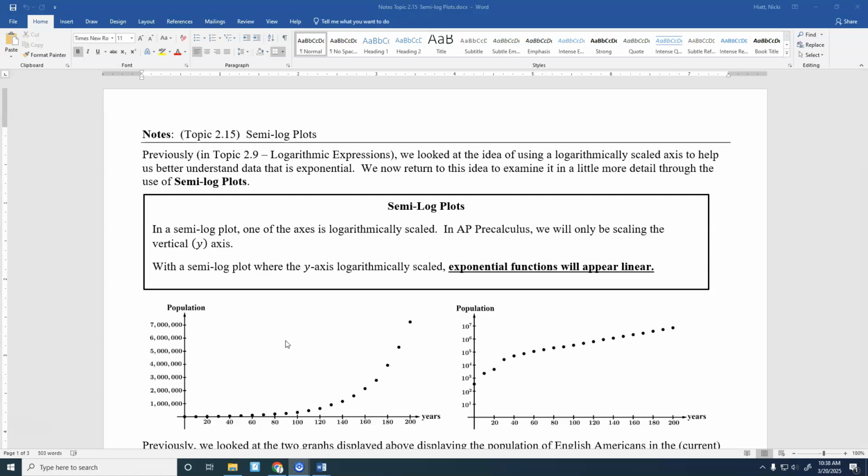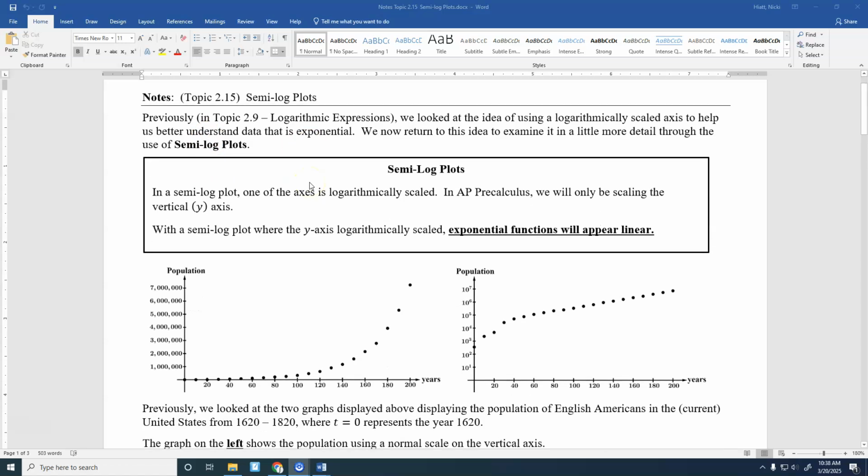This says in 2.9 that we looked at a logarithmically scaled axis. We didn't. I took that part out, so it's a lie. I didn't take it out of here. So in a semi-log plot, one of the axes is logarithmically scaled. In AP Calculus, Pre-Calculus, we will only be scaling the vertical axis. It could be done with the x-axis as well, but we won't be looking at those types of problems.